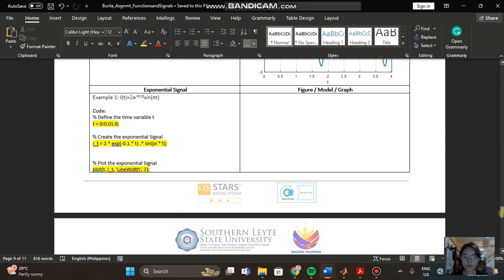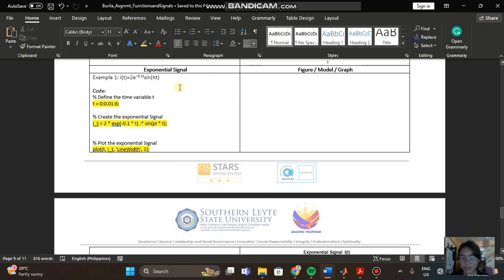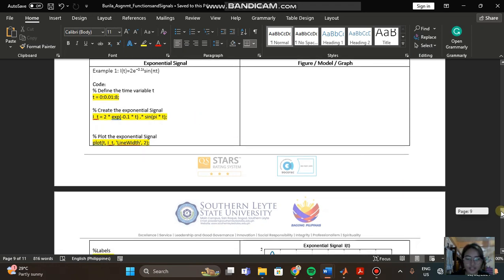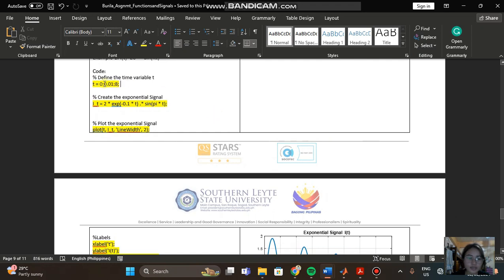So the exponential signal, as you can tell from the name exponential, depends on the exponent of the equation or the function given. Now I will discuss my example. Example number 1, the function f of t is equal to 2 exponent negative 0.1 t times sine pi times t. Here, this is the time variable. This at the center will determine the smoothness of my wave, and from 0 to 8.